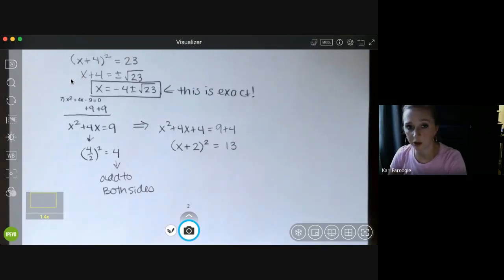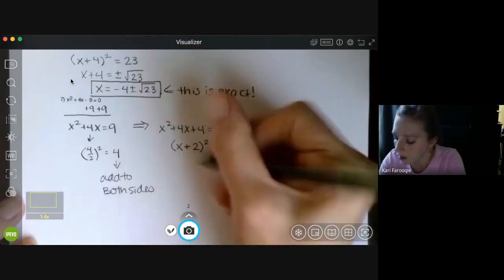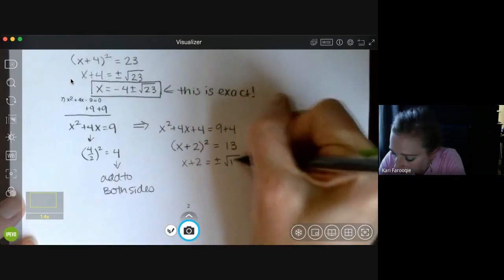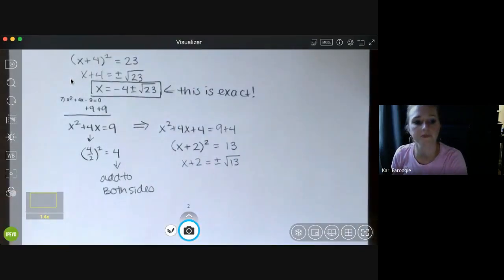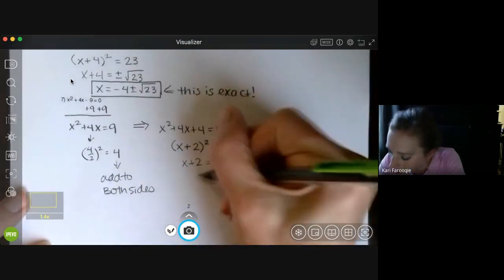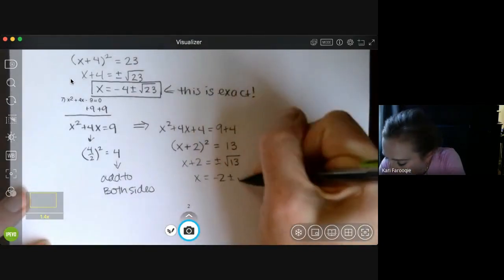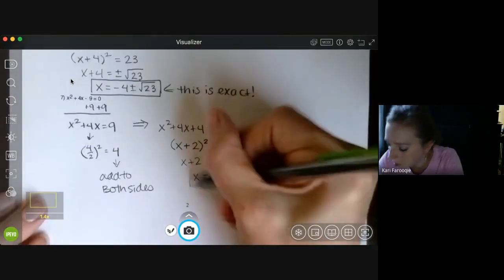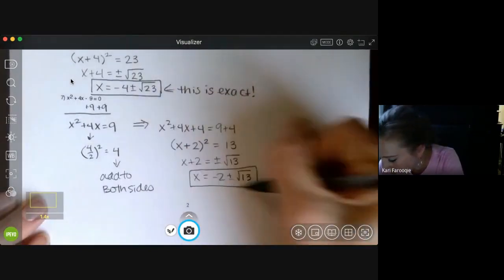And now we have an equation that looks very similar to one we did on the first page, where we were using the square root property to solve a quadratic equation. So we've just put it into that form. Go ahead and take the square root on both sides. Don't forget your plus or minus. You have x plus 2 equals plus or minus the square root of 13. And then x equals negative 2 plus or minus the square root of 13. This is exact. Leave it. Don't give me decimal approximations.